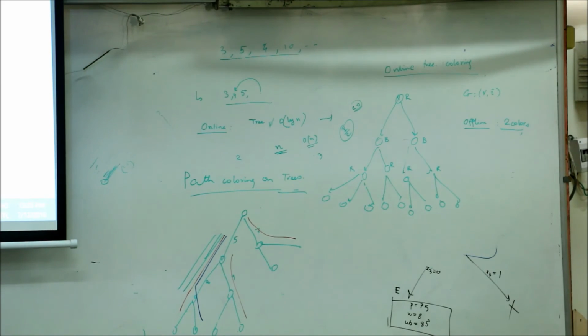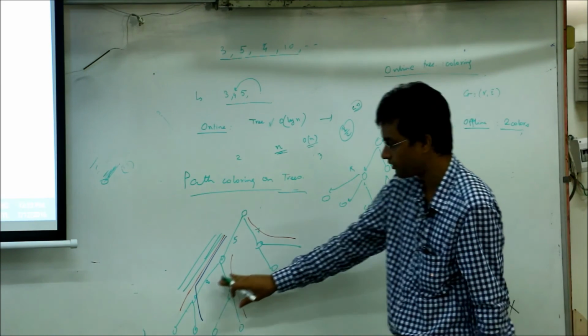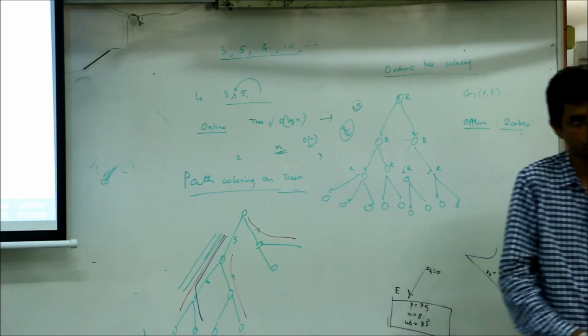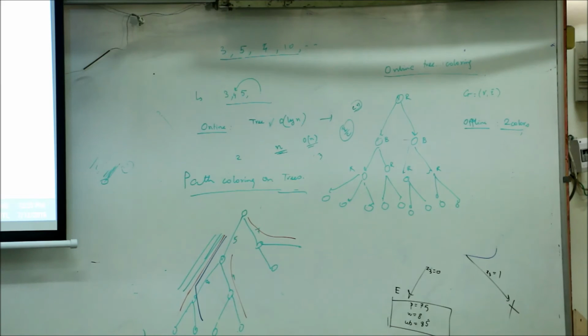So if the capacities are the same, if it's uniform capacity, then we know the solution. But if it's different capacities, we do not know. Even if the capacities are constant, uniform. Uniform capacity, yeah. Oh, okay.